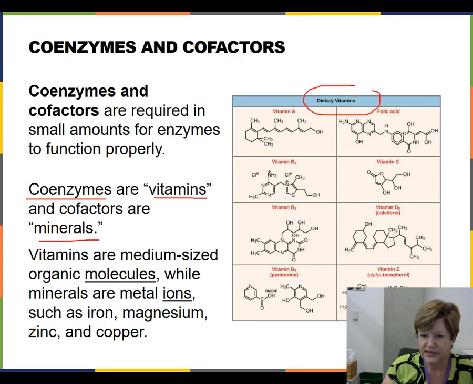Vitamins are these organic compounds you can see in this chart here. You do not need to memorize the names or the structures, but you probably recognize the names. They are organic molecules. You must have small amounts of these in order for enzymes to work properly. Ions, metal ions, are cofactors, but we commonly refer to them as minerals. So iron, magnesium, zinc, copper, these are metals that you need small amounts of to bind to your enzymes in order for them to work properly.